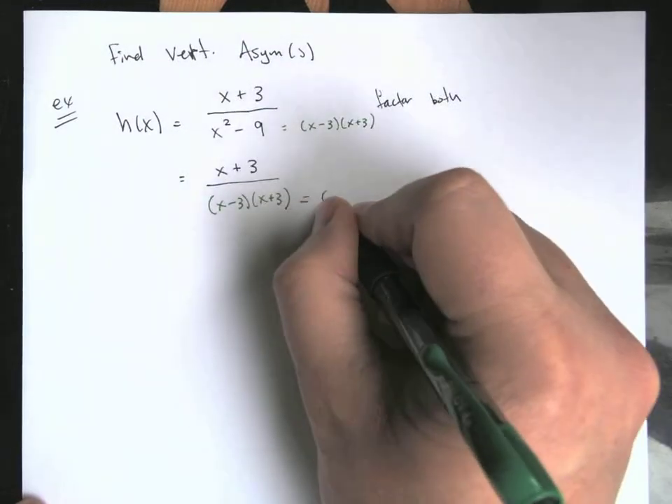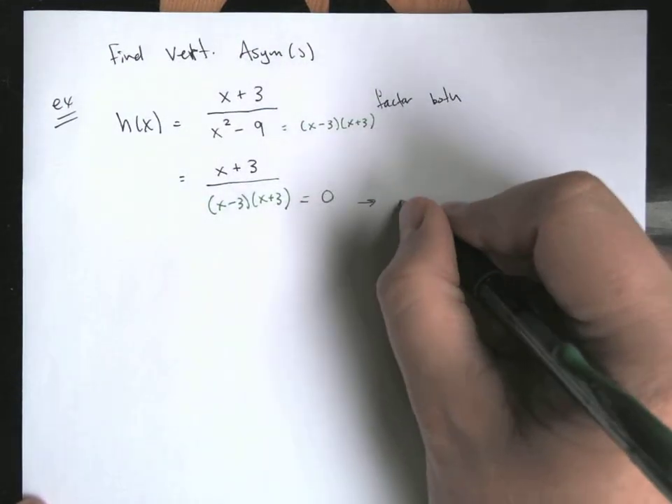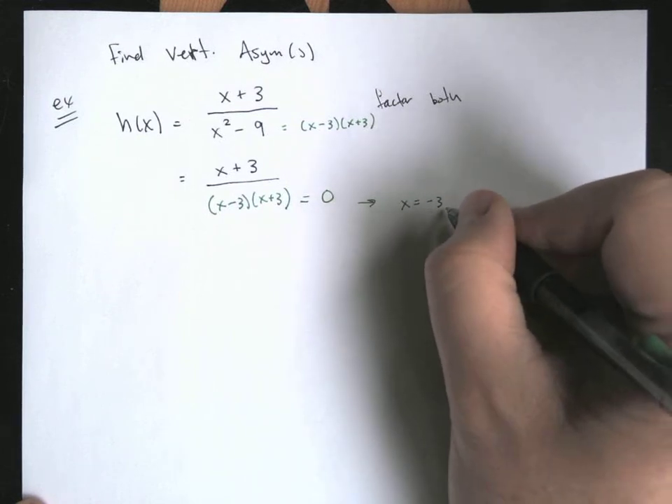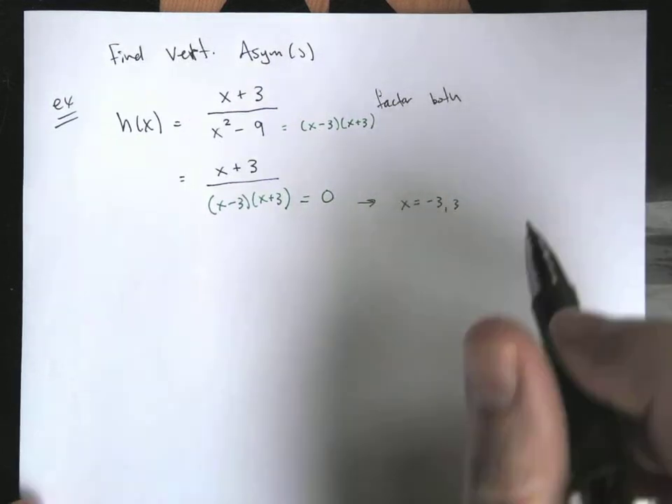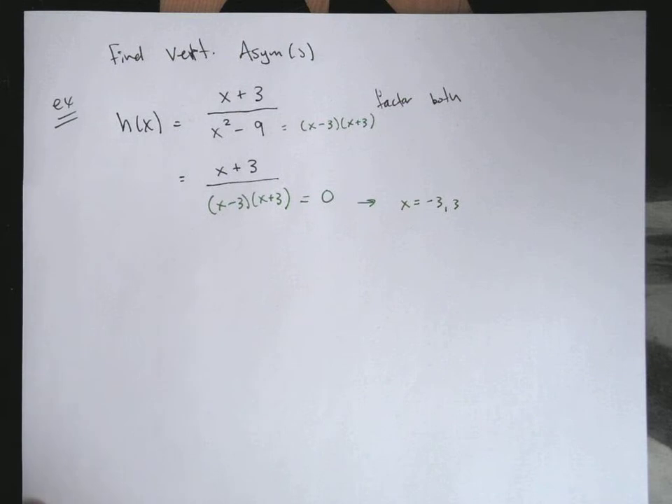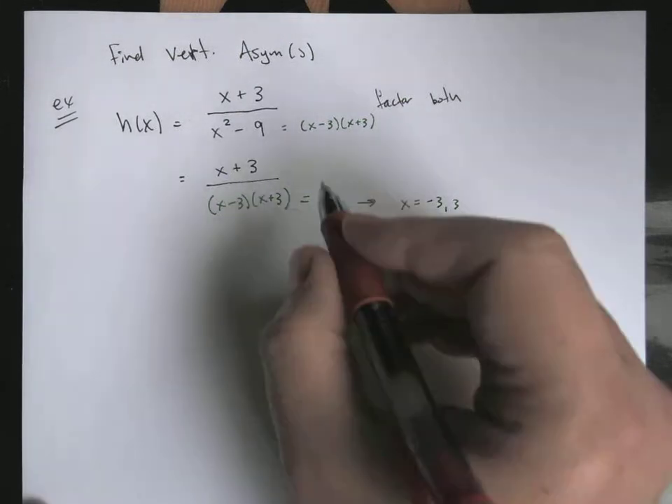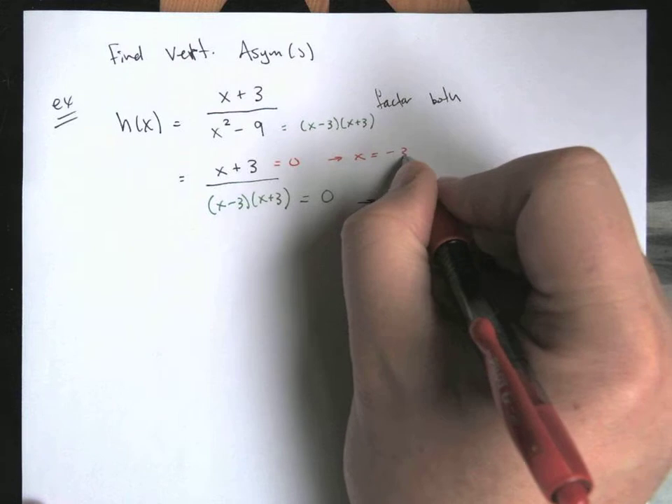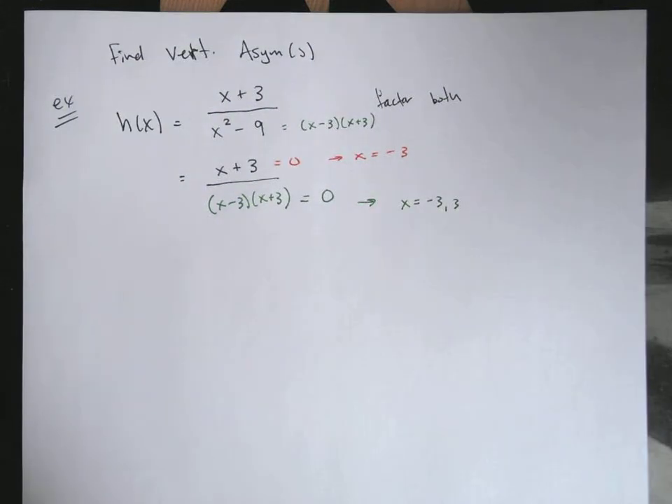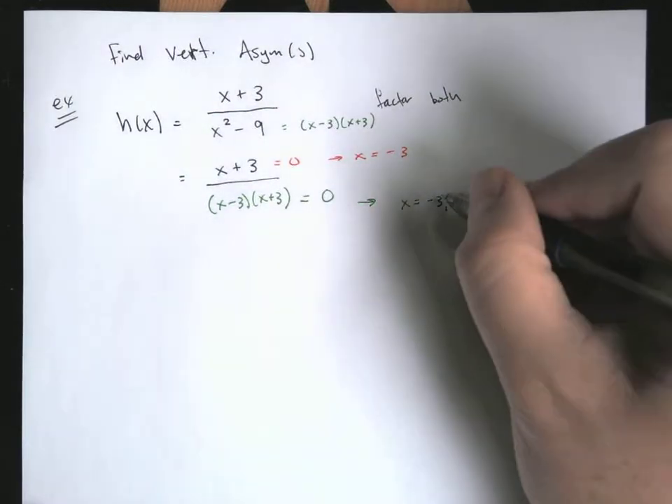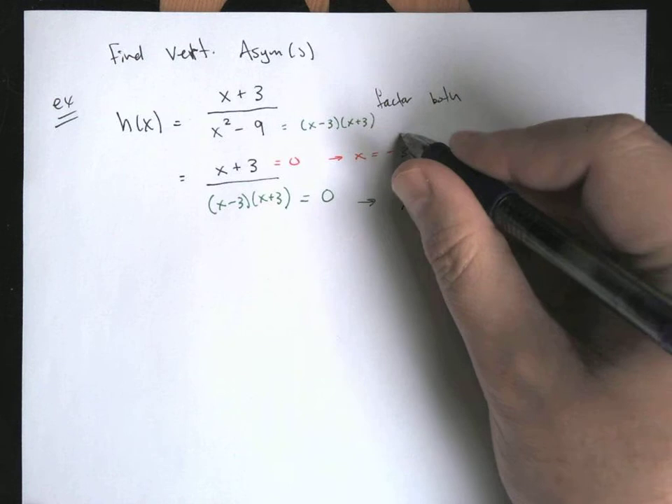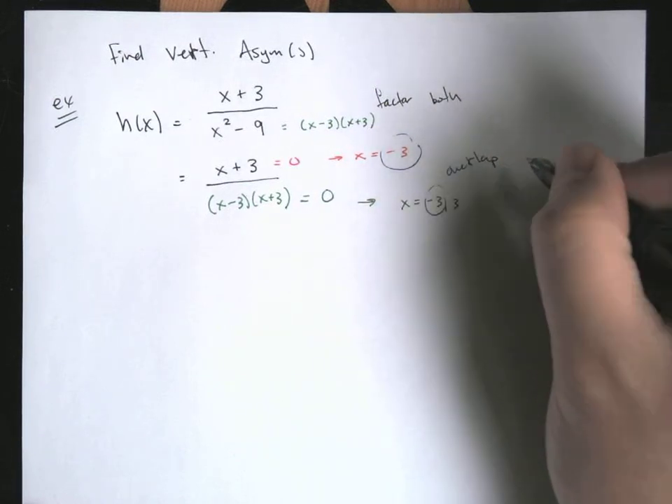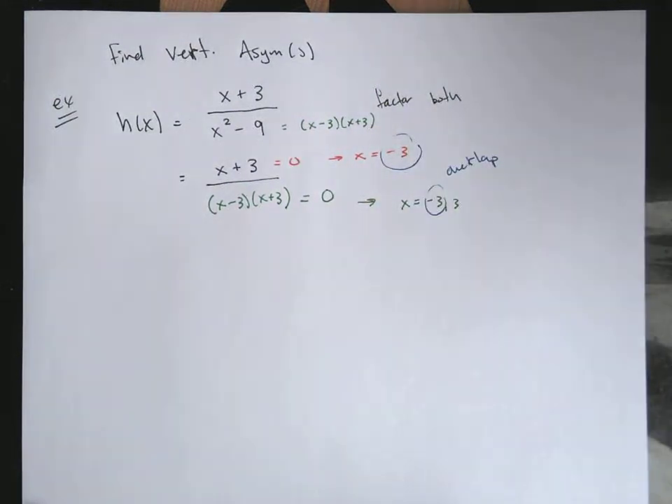So what that means is as I set these equal to 0, from the bottom I'm going to get x equals negative 3 and 3. And then from the top, I'm going to get x equals negative 3. So there is some overlap, right? This minus 3. There is some overlap there.